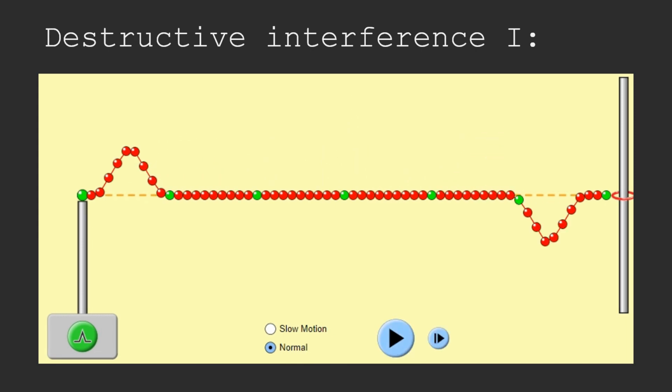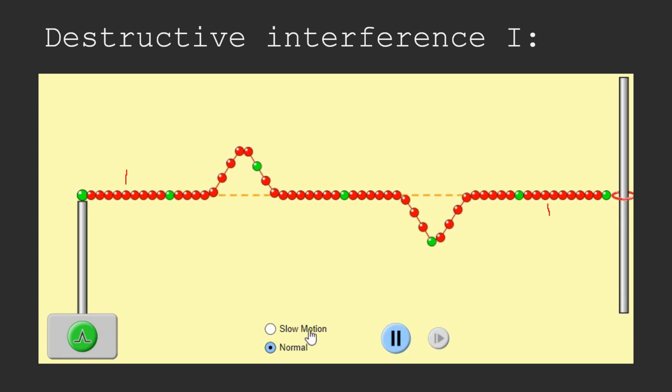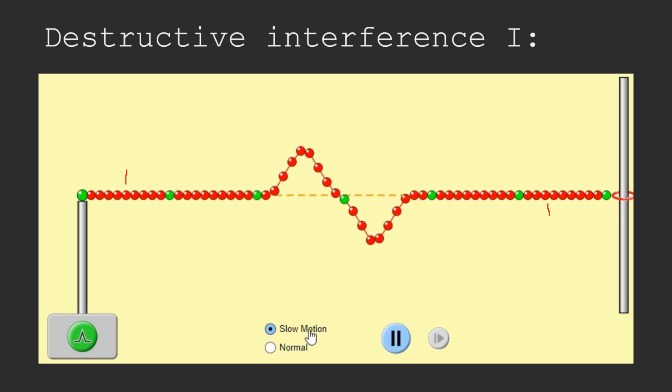We then get destructive interference. Now, destructive interference is when 2 waves meet, but the resulting amplitude is going to be less. So if we've got an amplitude of 1 there and an amplitude of 1 there, and we get it to go, we can see then that when they meet up, the amplitude becomes 0.